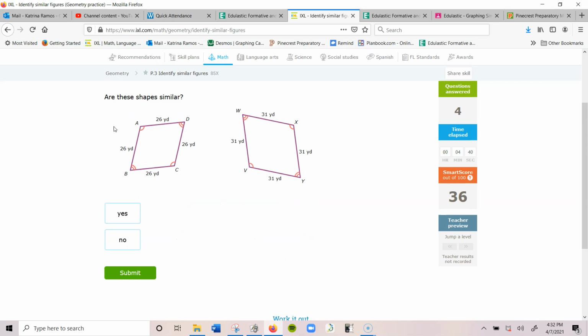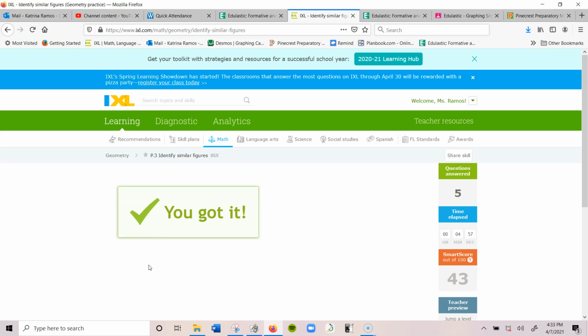Now here we notice that we have a parallelogram. All sides here are equal. All sides here are also equal. So if I create the ratios, these would all be equal ratios. So that makes this similar.